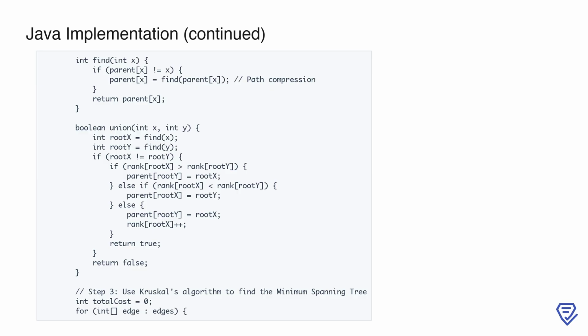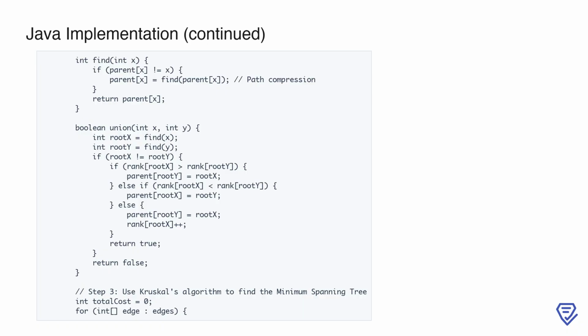The union-find data structure is key to managing connected components efficiently. The find function helps locate the root of a node with path compression, ensuring that the tree remains shallow and operations are faster. If the current node is not its own parent, we recursively find its root and update its parent directly to the root.